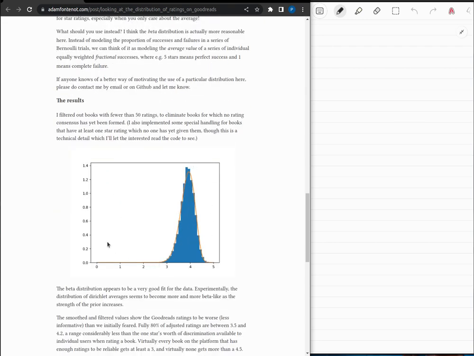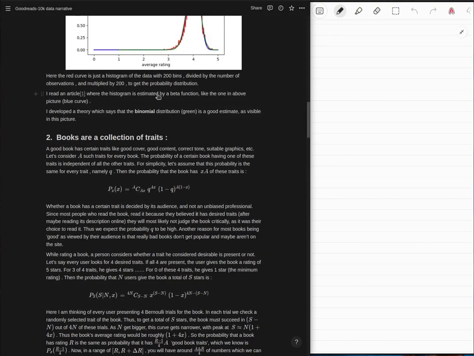this is just the histogram for average rating, normalized, right? So when I was trying this out, I first thought about whether there is a natural reason for why this histogram looks the way it does. And so I came up with my theory where we view books as a collection of traits. So now we can proceed to the thing that I actually did.